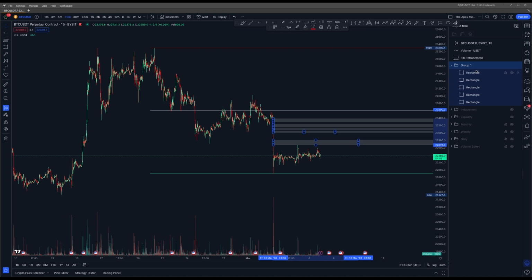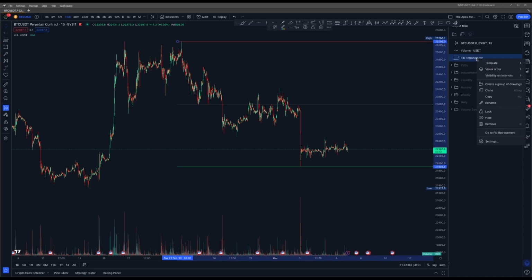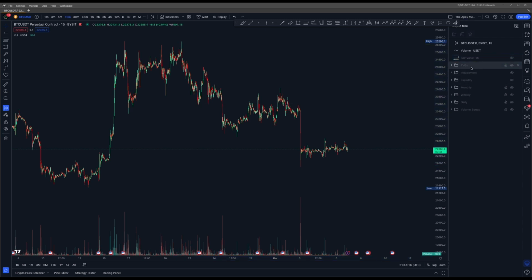Create a new group of drawings. Rename. Fair value gaps. Okay. So let's call this, rename, just our fair value fib. Okay. So we have our fair value fib, we have our fair value gaps, we have our inducement zones, we have our liquidity, we have our three high key higher timeframes, and we have our volume zones.